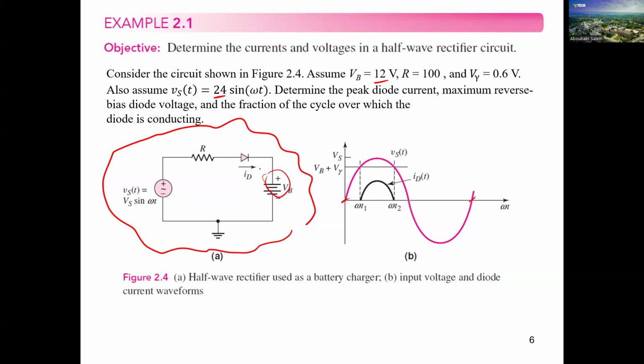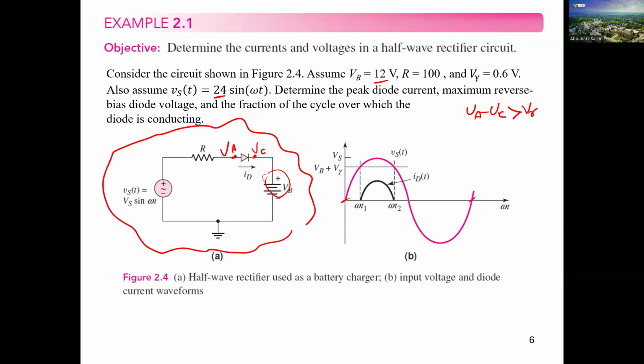So let's see together, guys, how we can solve this question. Firstly, the question is when this diode will be on. So let's review together what the condition is for a diode to be turned on. The condition is V anode minus V cathode should be greater than V gamma. So this is V anode, this is V cathode. So VA minus VC should be greater than V gamma.